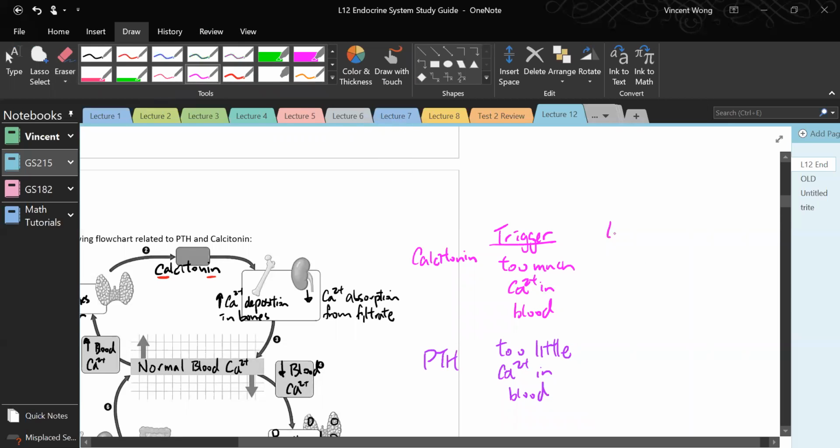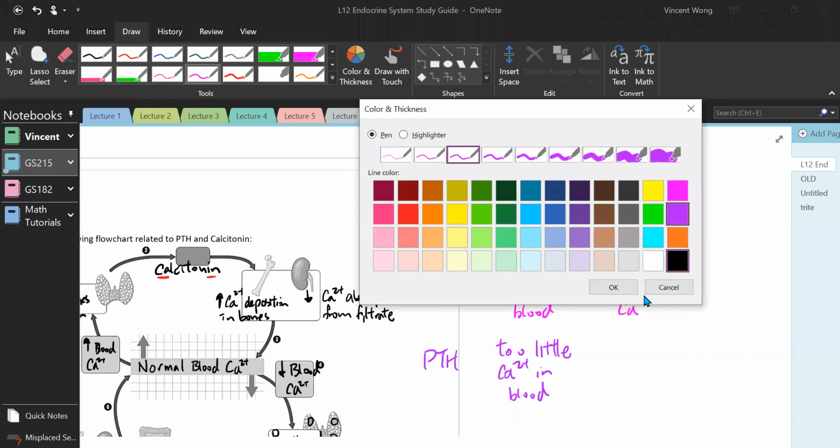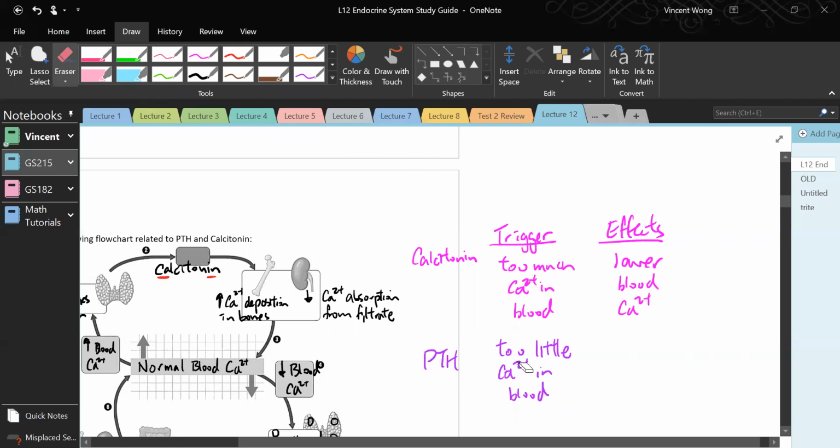Effect. So calcitonin will, since you have too much calcium, lower blood calcium. Whereas PTH, because you don't have enough, will increase blood calcium. So how does calcitonin lower the blood calcium?